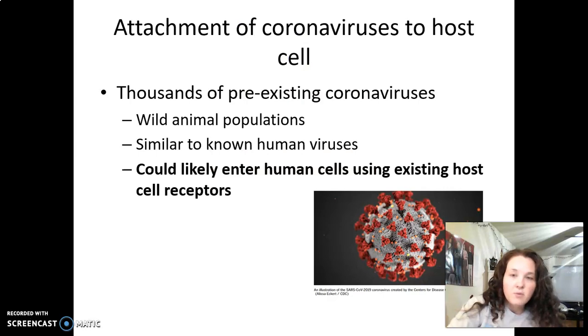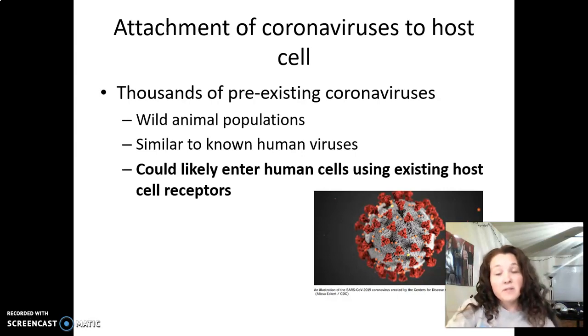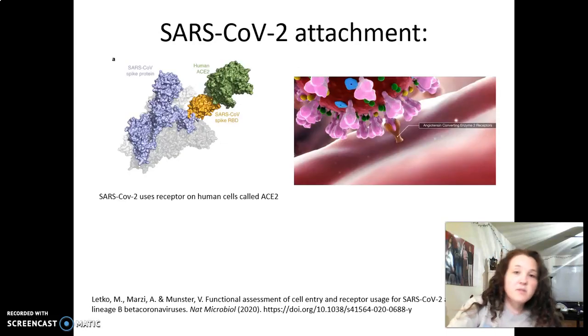Here's how the coronavirus does it. There are thousands of pre-existing coronaviruses. They live in wild animal populations. They're very similar to human viruses, and a lot of them can enter human cells without mutating. They just use the existing host cell receptors.